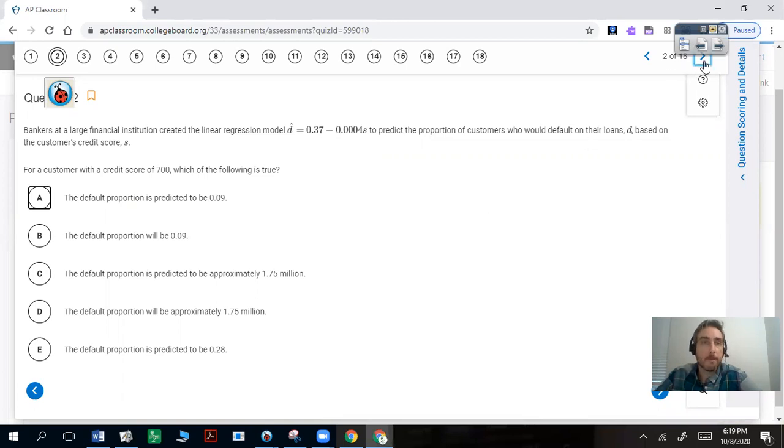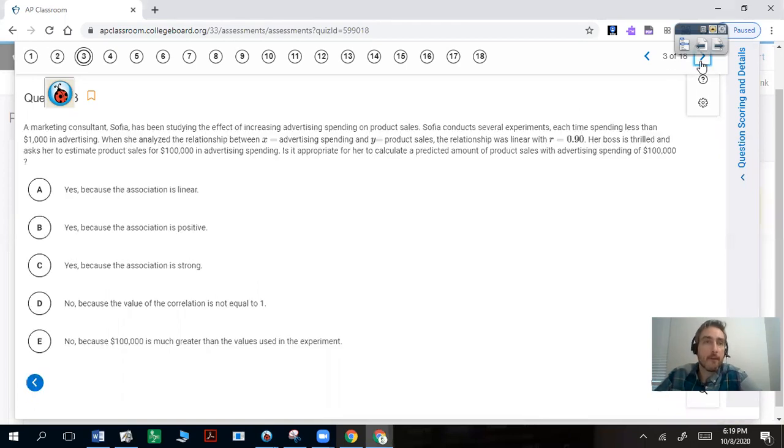All right, number 3. Marketing consultant Sophia has been studying the effect of increasing advertising spending on product sales. Sophia conducts several experiments, each time spending less than $1,000 in advertising. When she analyzed the relationship between X equals advertising spending and Y equals product sales, the relationship was linear with R equals 0.9. Her boss is thrilled and asks her to estimate product sales for $100,000 in advertising spending. Is it appropriate for her to calculate a predicted amount of product sales with advertising spending of $100,000?